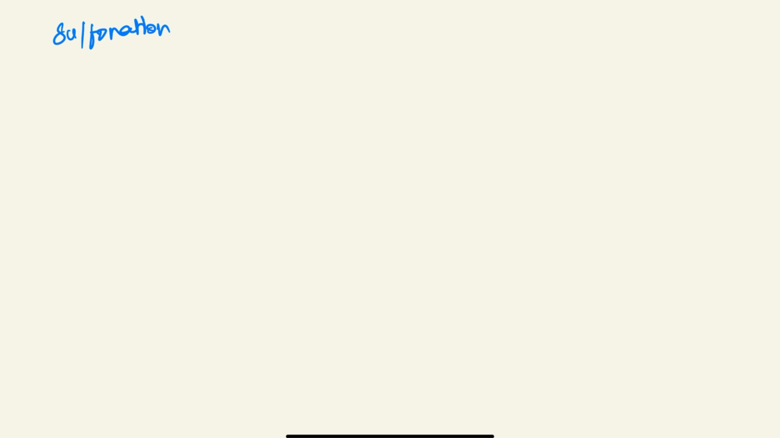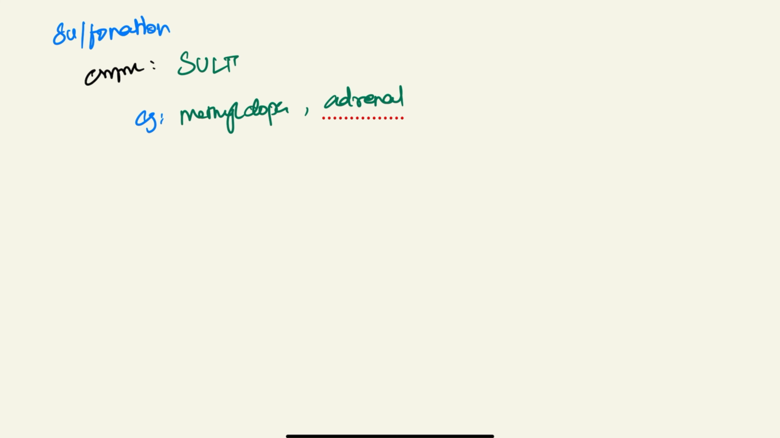Next comes sulfonation. Phenolic and steroid compounds are sulfated using SULT, which is sulfate transferases. The examples are methyldopa and adrenal steroids.